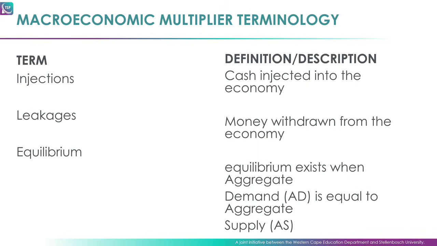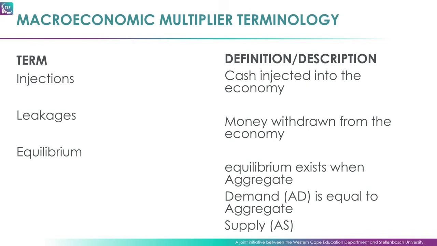Then we also have the opposite of injections, our leakages, right? This is when money is withdrawn from the economy. So we spoke about government expenditure being the injection, but the leakage for government expenditure is the taxes, because that's how government earns their income, through the taxes that we pay. So as a consumer, when I pay my taxes, it's a leakage, but in the hands of government, that taxation becomes an injection in the form of government spending.